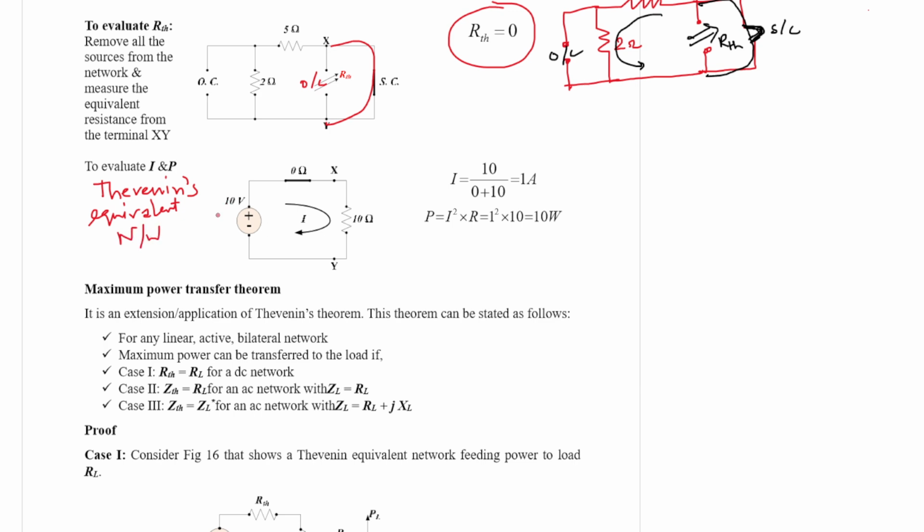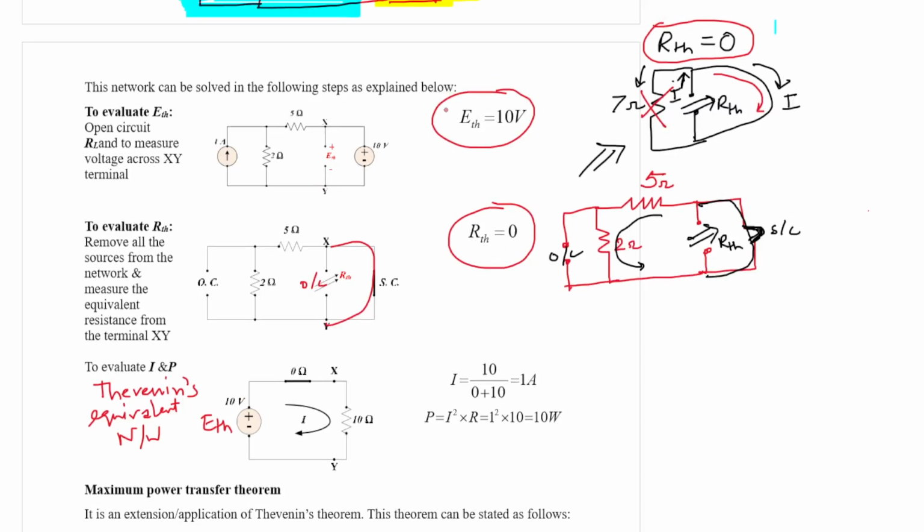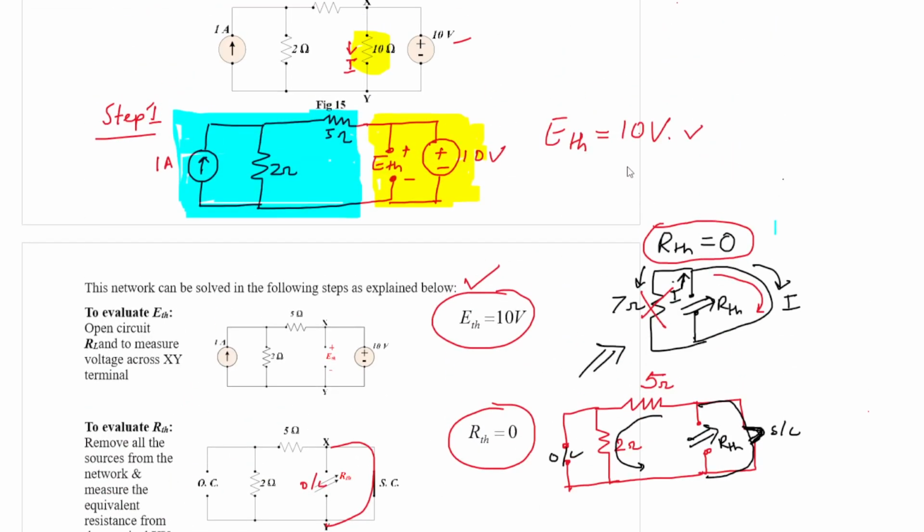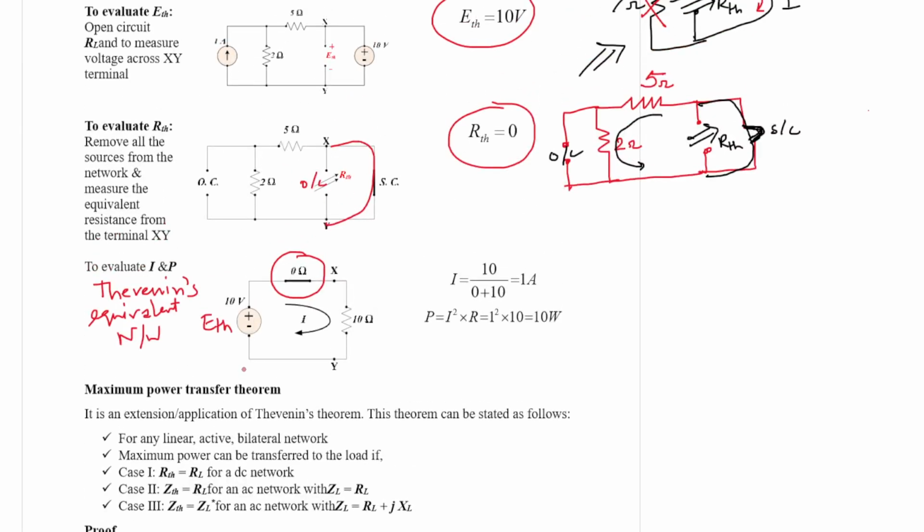So we have ETH, which we have evaluated as 10 volt, right? Then in series with RTH, which is equal to 0 ohm, that is why it is represented by a short circuit. And then we have RL, which we have assumed as 10 ohm, right? So when you calculate the current, it is ETH by RTH plus RL. In the numerator we have 10 volt, in the denominator it is 0 plus 10. So current will be 1 ampere.